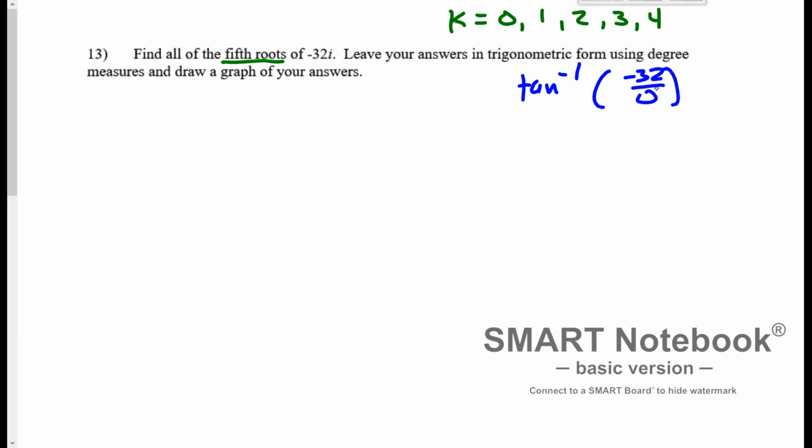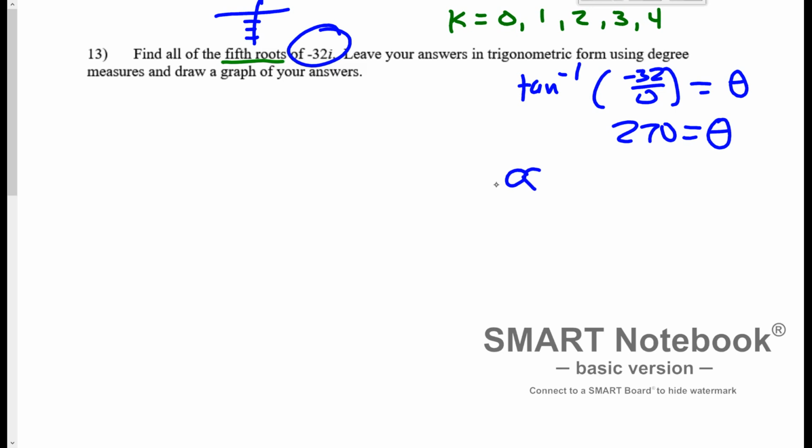Well, tangent is undefined at 90 degrees or at 270 degrees. So if I graph this, that's just going to go down 32, right? So our theta would be 270. So that's our angle, 270. And now we've got to find all our alphas, right? For k = 0, 1, 2, 3, 4.